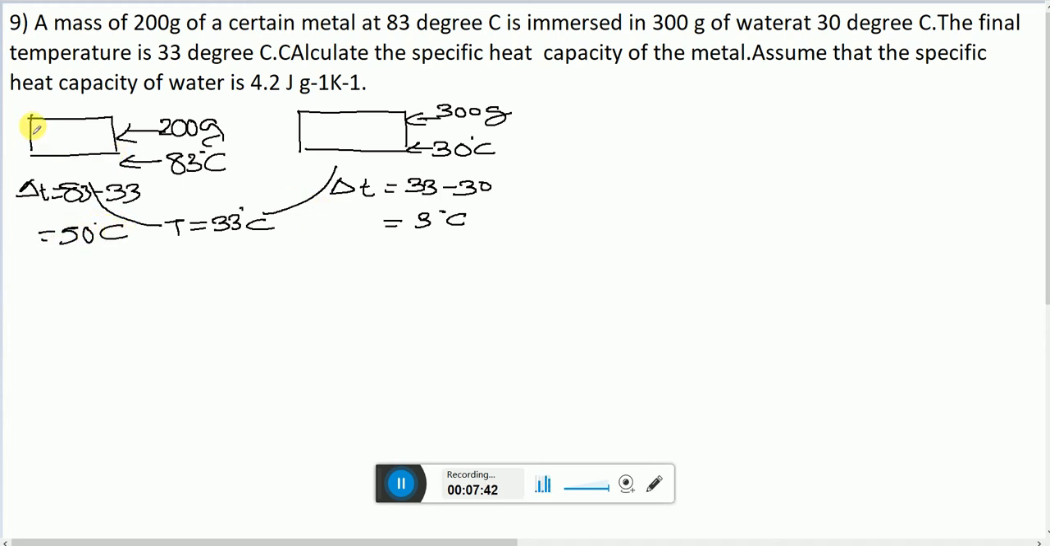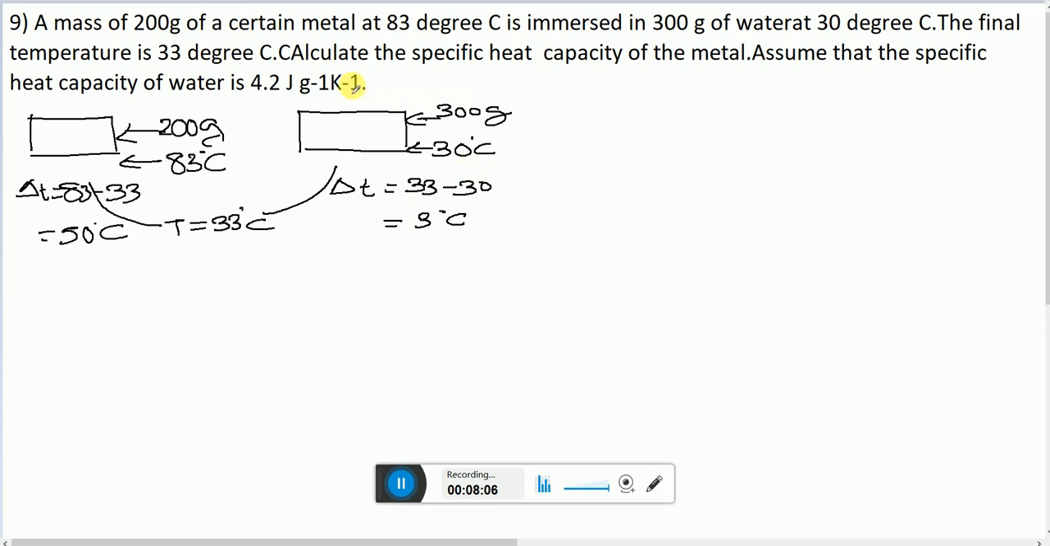So as of now, what we have understood: a piece of metal whose mass is given, whose temperature is given, when it is immersed in the water of this mass and this temperature, the final temperature achieved is 33 degrees centigrade. So the change in temperature for the metal will be 50 degrees, and the change in temperature for water will be 3 degrees centigrade.